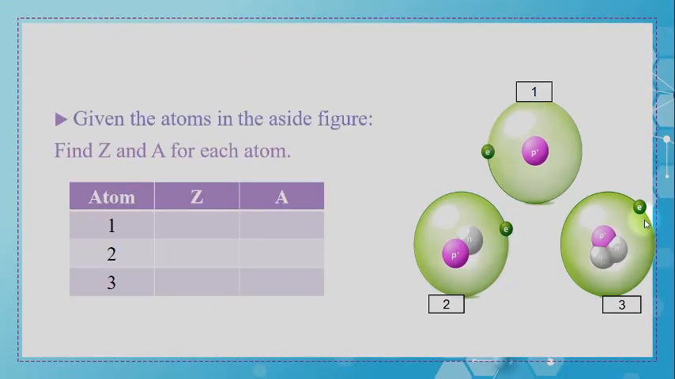Given the atoms in the side figure, find Z and A for each atom. Z is the number of protons, while A is the number of protons plus the number of neutrons. A equals Z plus N. For the first atom, Z equals 1 and A equals 1. For the second atom, Z equals 1 and A equals 1 plus 1, which is 2. While for atom 3, Z equals 1, A equals 1 plus 2, which is 3.